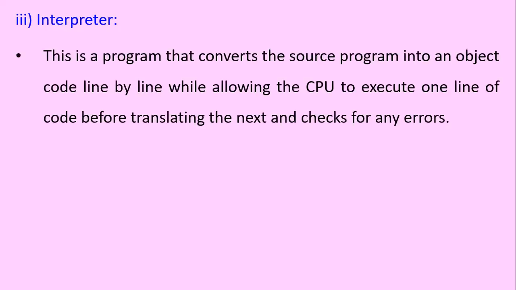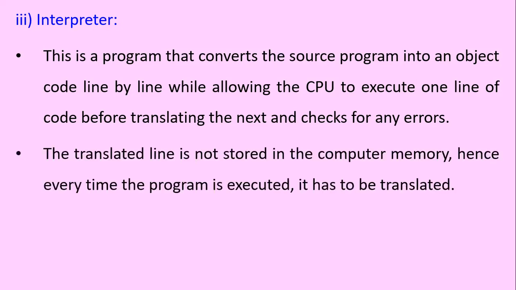Let's now look at interpreters. An interpreter is a program that converts the source program into an object code line by line, while allowing the CPU to execute one line of code before translating the next and checks for any errors. The translated line is not stored in the computer's memory, hence every time the program is executed, it has to be translated.